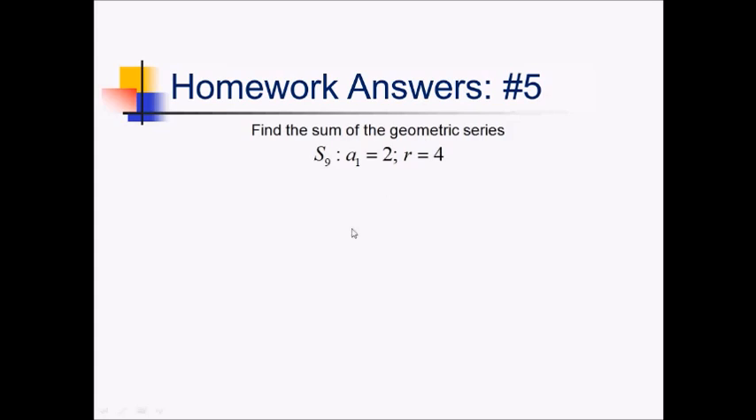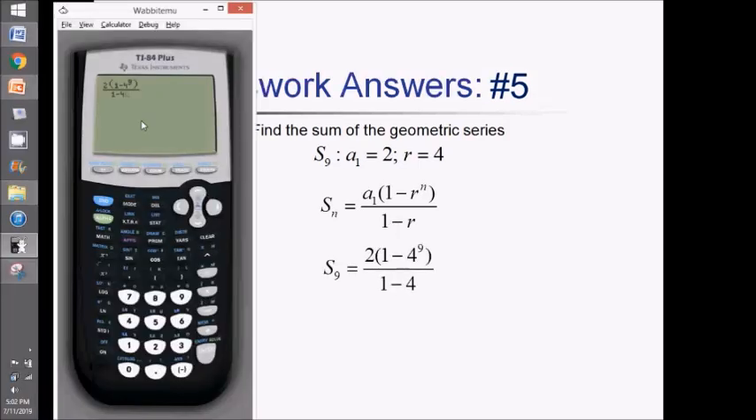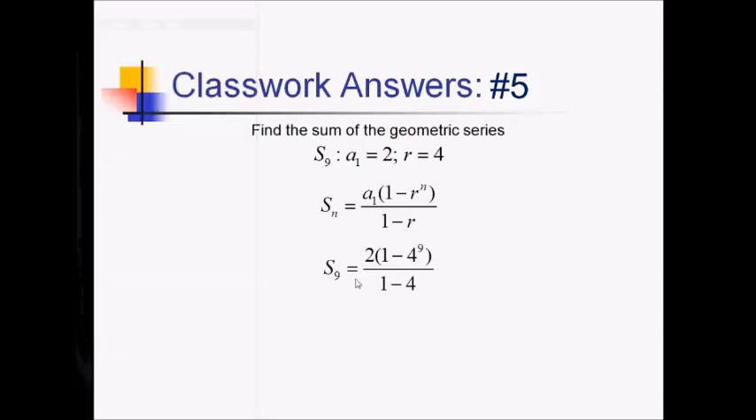That's a1 times 1 minus r to the n over 1 minus r. So we have 2 times 1 minus 4 to the 9. They gave us that one too. All over 1 minus 4. And now we just have to plug it in the calculator. There we go. That's going to give us a grand total of 174,762.